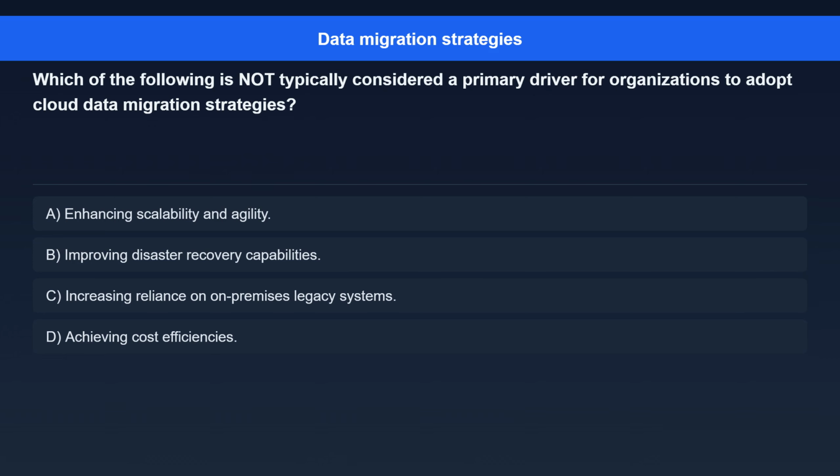Question 3. Which of the following is not typically considered a primary driver for organizations to adopt cloud data migration strategies? Option A. Enhancing scalability and agility. Option B. Improving disaster recovery capabilities. Option C. Increasing reliance on on-premises legacy systems. Option D. Achieving cost efficiencies.